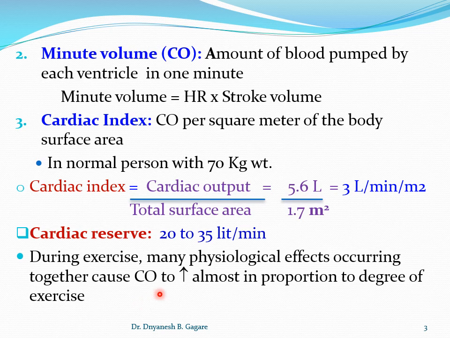Now students, when you start exercise, there is an increase in cardiac output, because during exercise the need of the body for oxygen and nutrients increases. During exercise many physiological effects occur together and cause the cardiac output to increase almost in proportion to the severity of the exercise. For example, mild exercise, moderate exercise, severe exercise. Depending on the severity, cardiac output increases. And the physiological effects are coming. So what are the physiological effects?